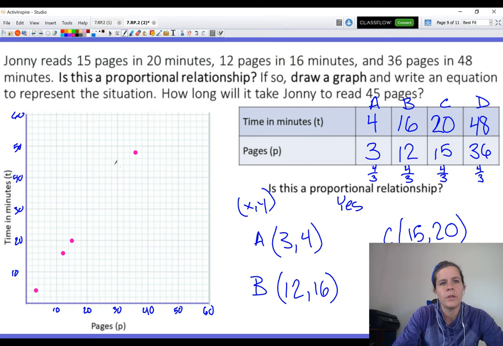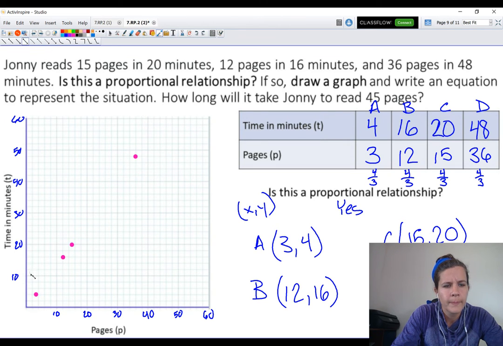Okay, now let's draw a line. Okay, we know that our line is going to pass through the origin. Because it's a proportional relationship, it has to pass through the origin, so that's where I'm going to start. So up, up, up, up. And continues on.